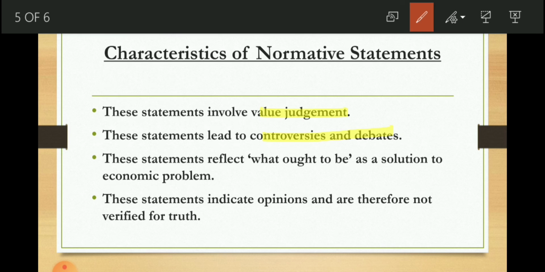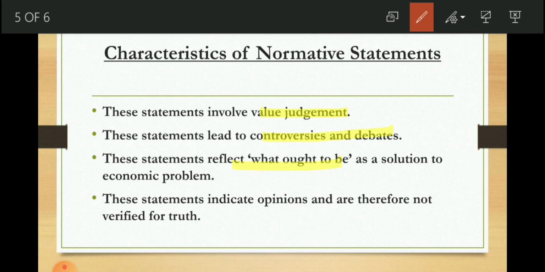Now, these statements reflect what ought to be. It tells what ought to be, what should be done as a solution to an economic problem. Right now we are facing a health problem, that is coronavirus, a world epidemic. Economists are telling us what should be done to decrease the impact of the recession we are going to face after this coronavirus situation, because all the businesses have stopped working, and we are not getting money from anywhere.